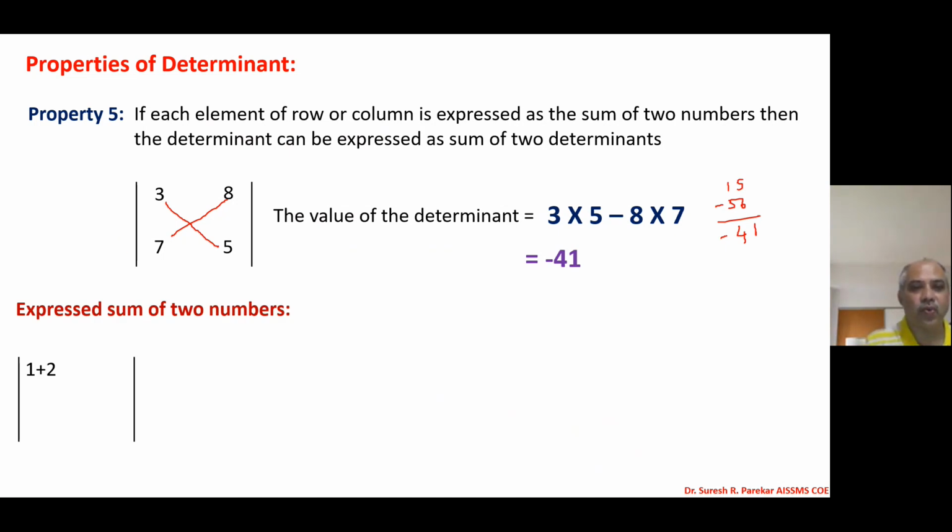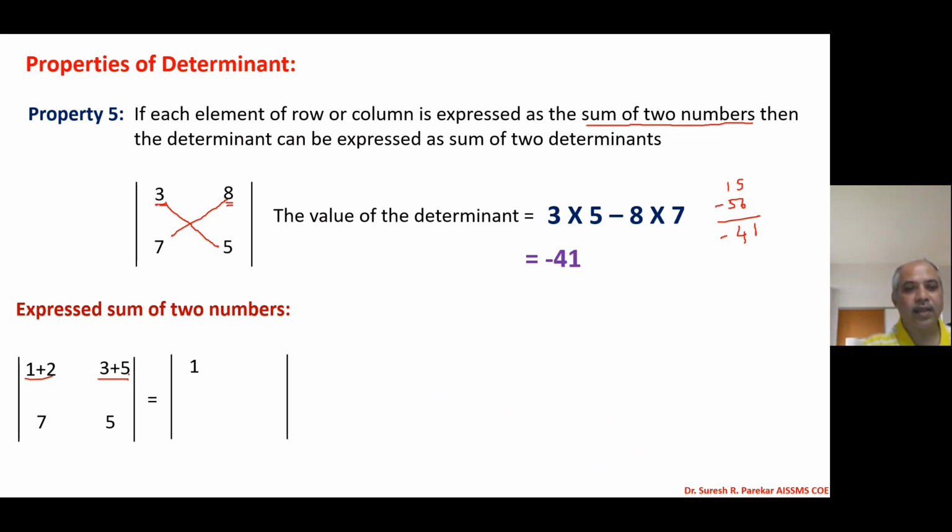So I will write it as 1 plus 2, and then I will write it as 3 plus 5. So I have changed here. You can see, if each element of a row or column is expressed as the sum of two numbers, so we have written 3 as 1 plus 2 and 8 as 3 plus 5. The other row will be as it is. Then we will separate it out.